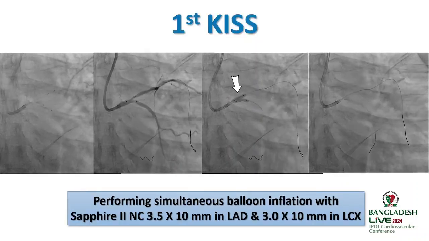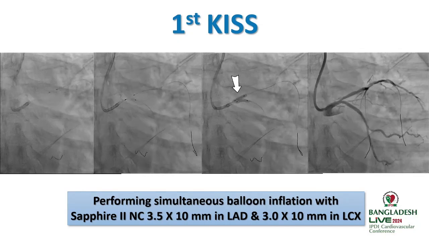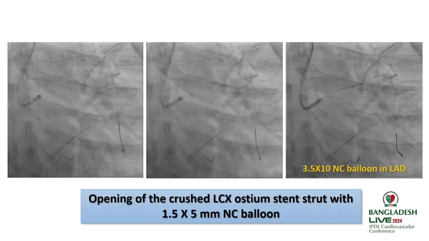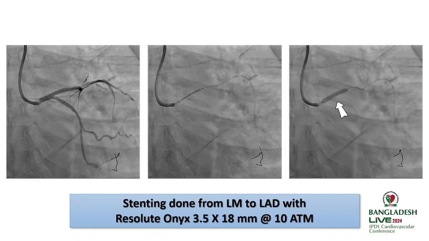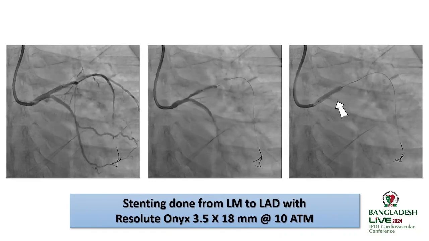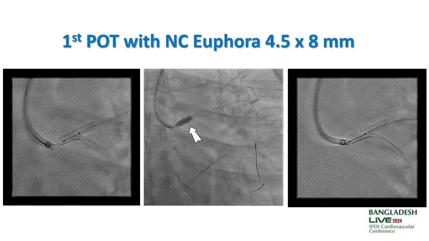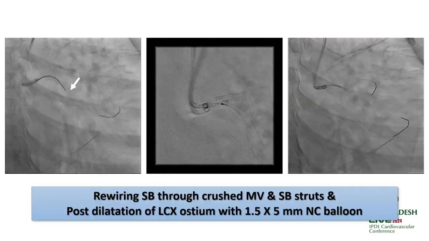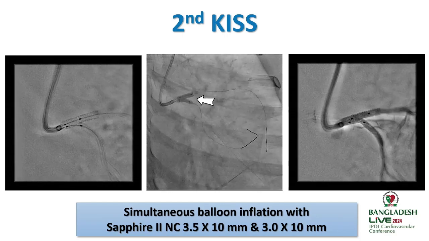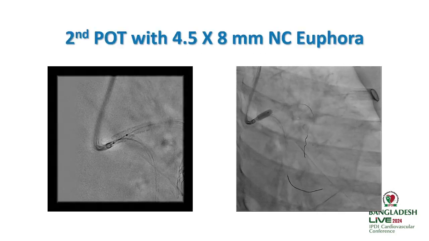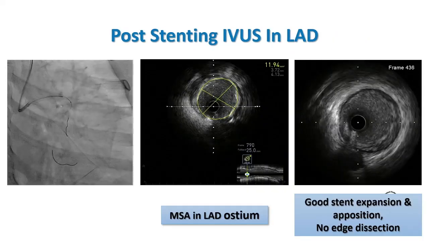Then we perform the first kiss with a 3.5 into 10 NC balloon in the LAD and a 3 into 10 mm balloon in the LCX. Then we do the stenting from the left main to LAD with a Resolute Onyx 3.5 into 20 mm stent, and then the first POT was done with an NC 4.2 into 8 mm, and rewiring of the side branch was done, and second kiss done with the same balloon, and second POT done with a 4.5 into 8 mm NC balloon.